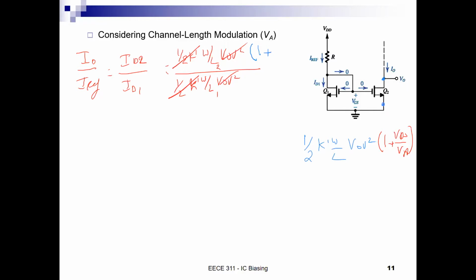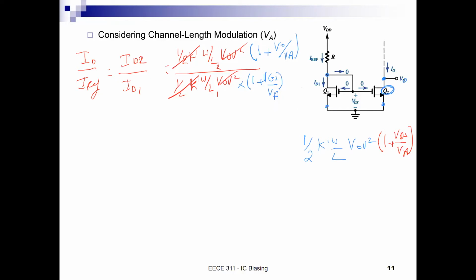VGS. VDS2, this is 2. VDS2 is... VO, sorry. VO. So this is VO over VA, okay? And the lower ratio here is really for this current. So the VDS is VGS, right? Because it is the same. So this is 1 plus VGS over VA, right?